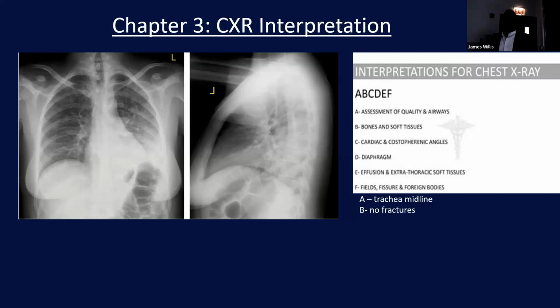C, how's the cardiac silhouette? Come on, guys, let's be interactive. Normal. Okay, cool. And then we see some blunting of the left costophrenic angle, right?